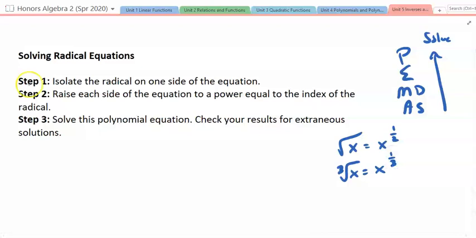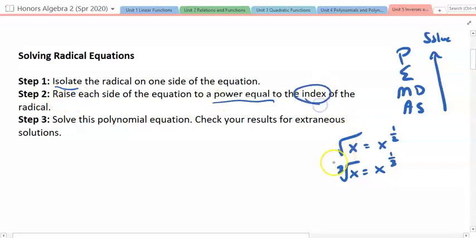All right, so step one is to isolate the radical on one side of the equation. So if there's only one radical, we want to get it by itself first. Step two would be to raise each side of the equation to a power equal to the index. And remember, the index is the number in the hook of the radical, so that we cancel that power out. And then step three, solve this new polynomial equation and check your result for extraneous solutions. We'll talk about that last little bit when we see it in an example in a few moments.